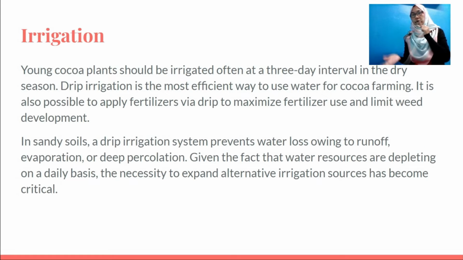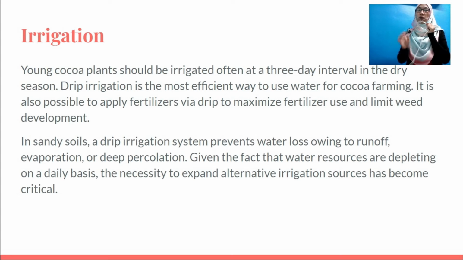Next, irrigation. Irrigation is the most important part of growing cocoa. Usually, young cocoa plants should be irrigated often, at 3 day intervals in the dry season. Drip irrigation is the most efficient way to use water for cocoa farming. It is also possible to apply fertilizer via drip to maximize the fertilizer use and limit weed development. For sandy soil, a drip irrigation system prevents water loss owing to runoff, evaporation or deep percolation.